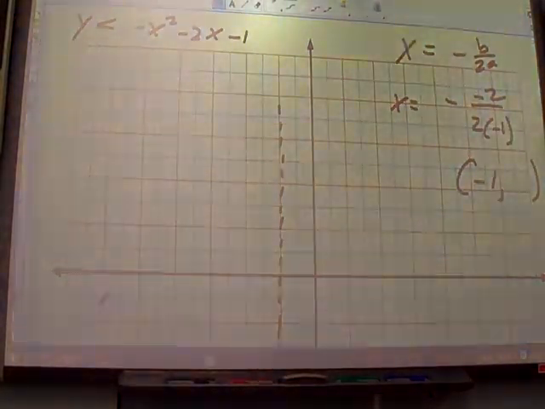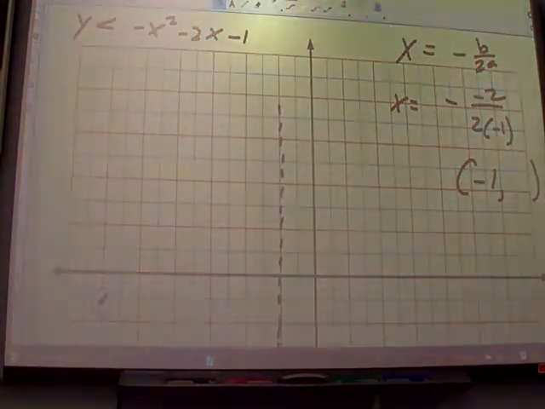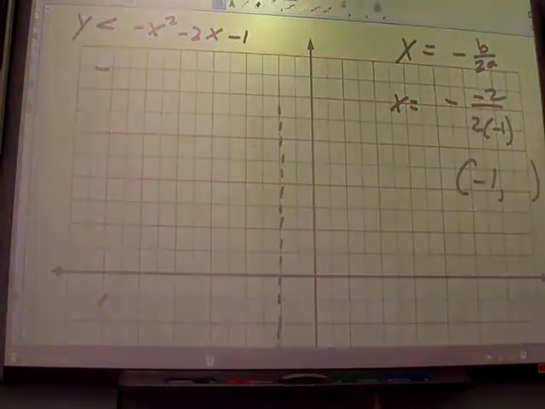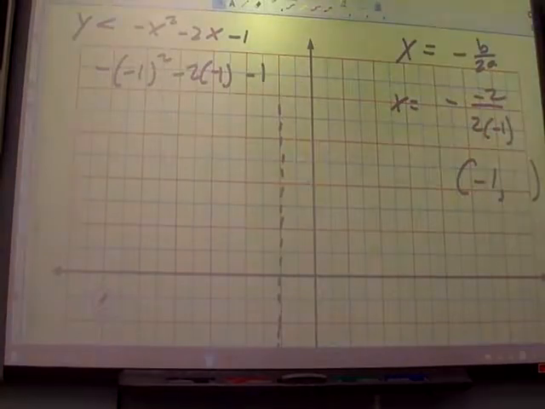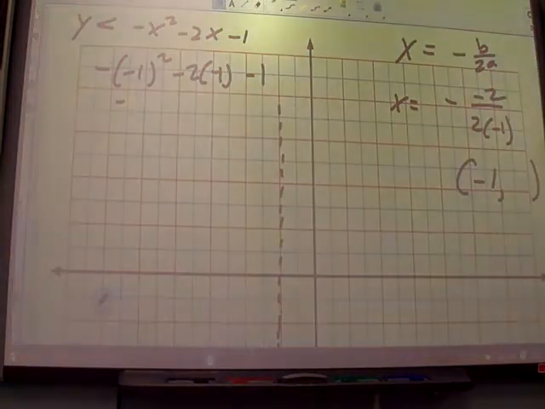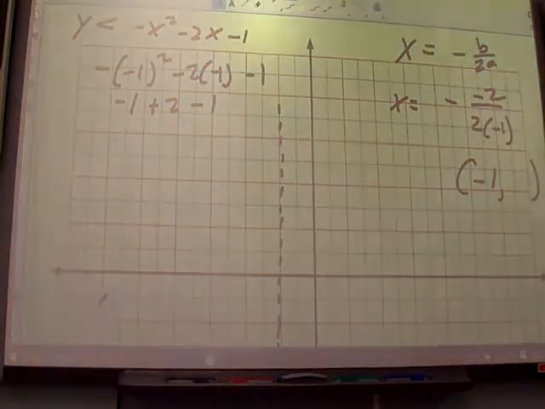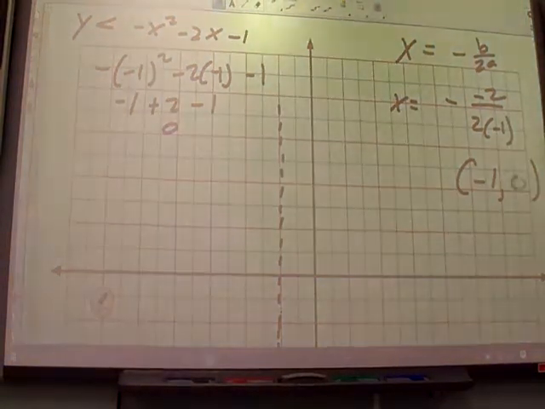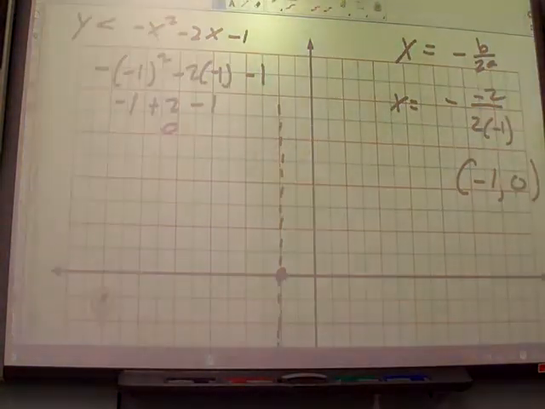Now I got to figure out how high or how low my vertex is. So what do I do with that negative 1 to figure out my max or my min? Plug it in. Very good. So I'm plugging it up here. Negative 1 squared minus 2 times negative 1 minus 1. Negative 1 squared is 1, but then you got to put that negative back in front of it. Negative 2 times negative 1 is a positive 2. So negative 1 plus 2 is 1, and 1 minus 1 is 0. So my vertex is at negative 1, 0, so it would be right there. Okay?